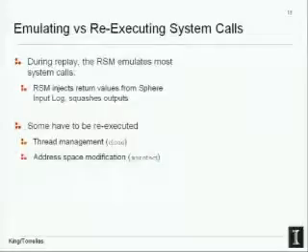So another issue that came up was this idea about emulating versus re-executing system calls when we replay. Now, during replay, the RSM emulates most system calls. That means when the system call is issued, instead of passing it to the operating system, the RSM will just return whatever was returned previously. But we do have a number of system calls that we have to re-execute. And the reason we re-execute these is for efficiency.